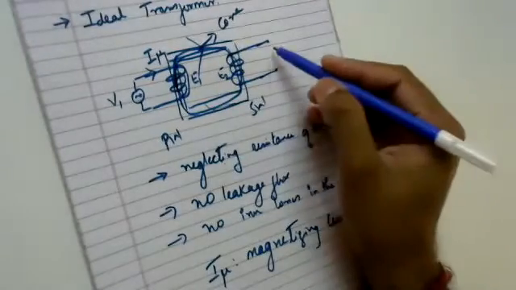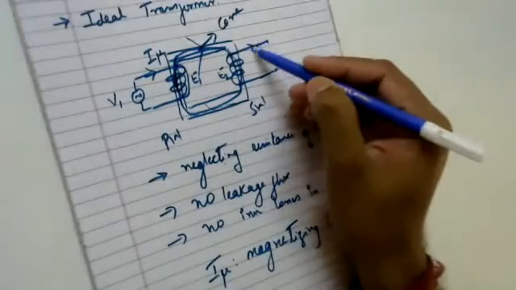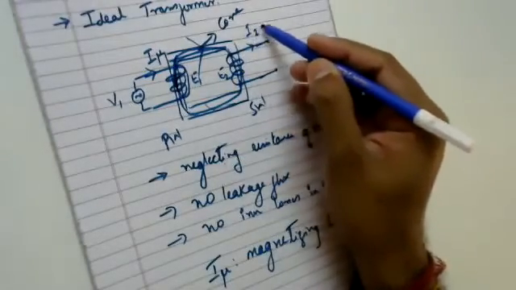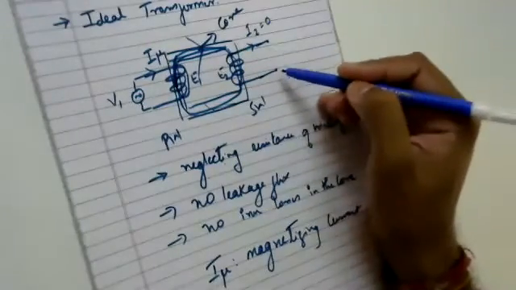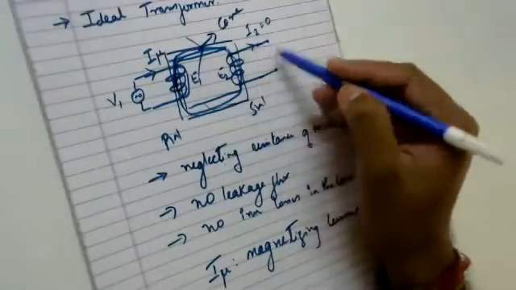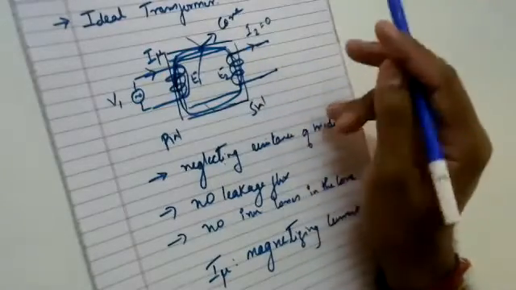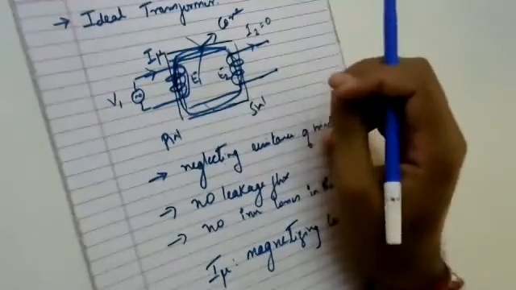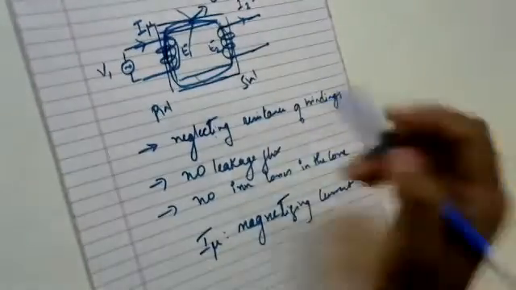Okay. Now since the load is not connected on the secondary, the current that flows on the secondary side is zero. Since it is open circuit, the resistance offered is infinite. Therefore, the current in this portion of the circuit is zero. Okay. Now, what I need to understand over here are the first three basic points.